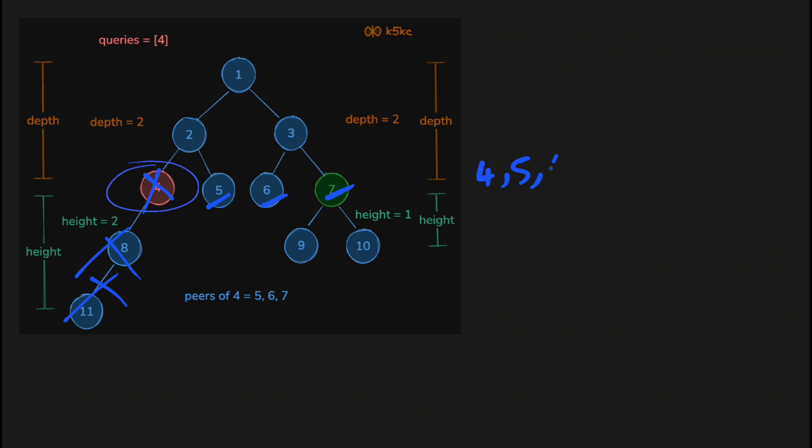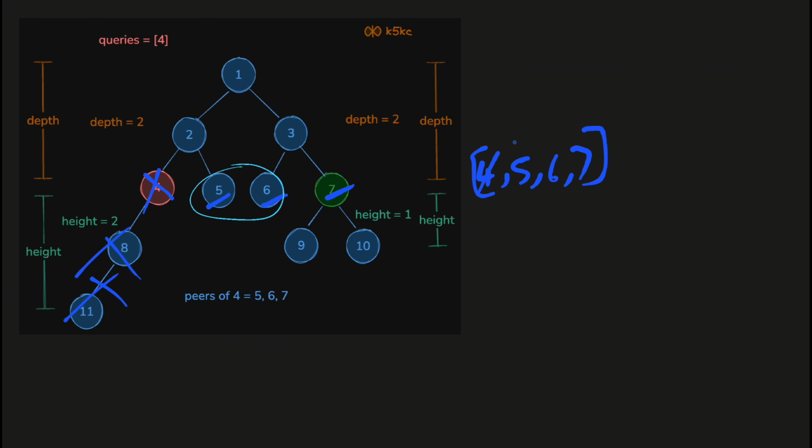Now because our query has node 4, if we delete that node, its peers are 5, 6 and 7. We know that the longest height will be passing through node 5, 6 or 7. So now we can loop on these peers, and for each one we have already calculated depth and height. If we sum them up, we will get the longest path passing through that node, and the maximum among them will be the height of the tree.